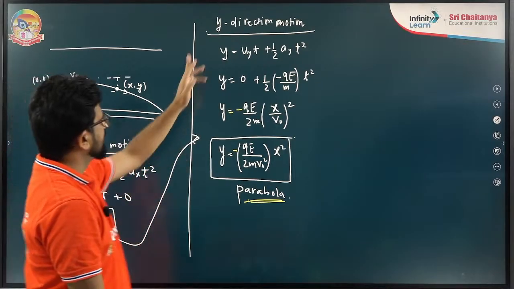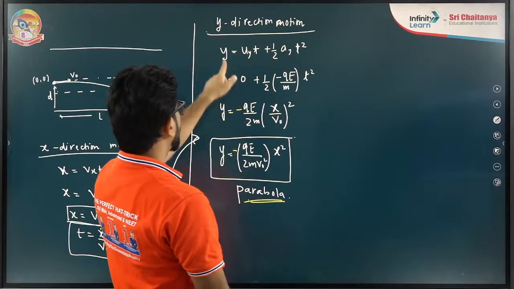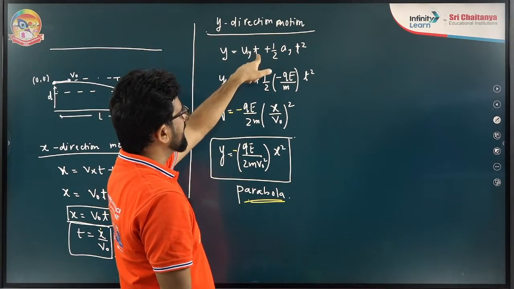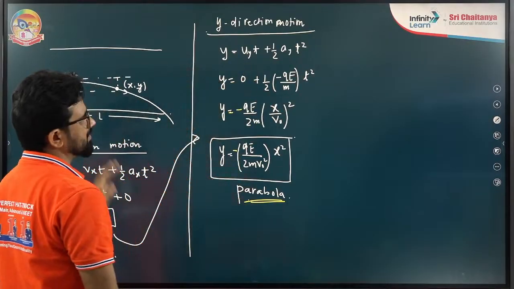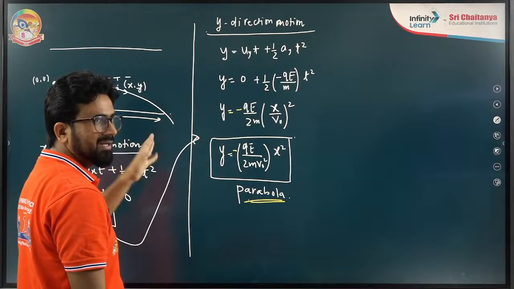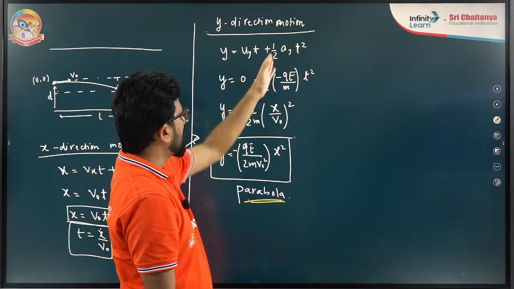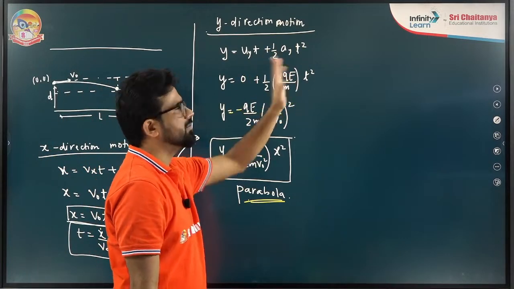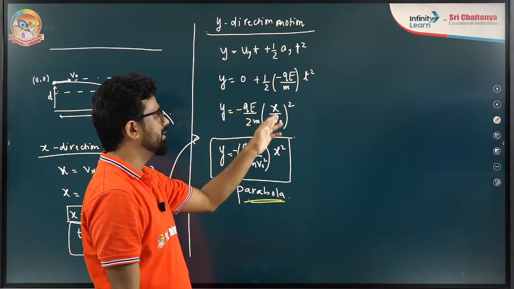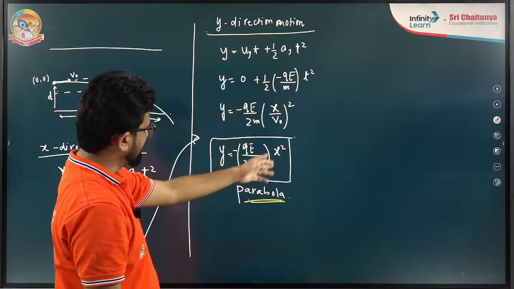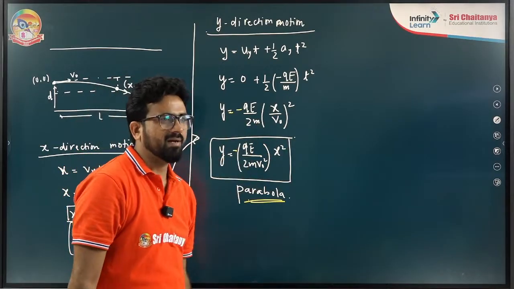Similarly, in y direction motion we put y equals uyt plus half ayt square. Uy means the initial vertical velocity, which is 0, and ay is minus qE by m, into t square. From here y equals minus qE by 2m into (x by v naught) whole square. This is the final equation we can get.